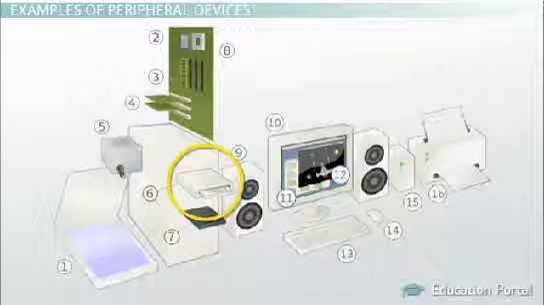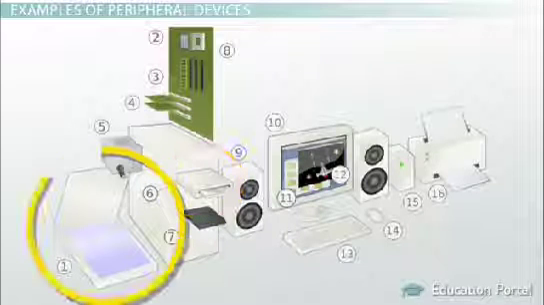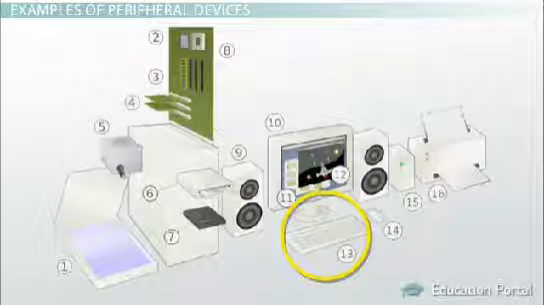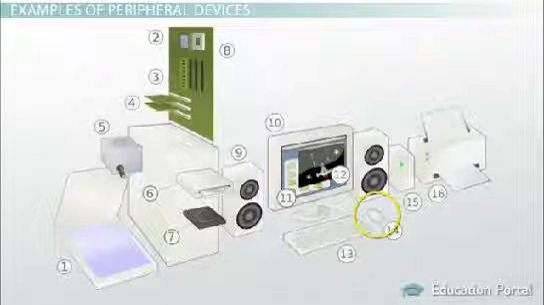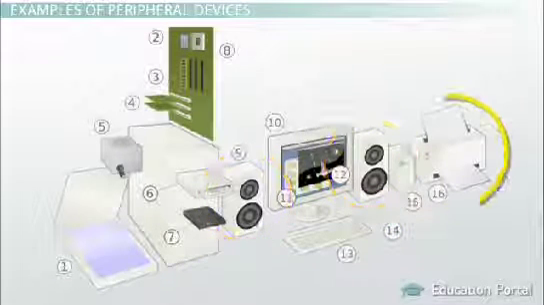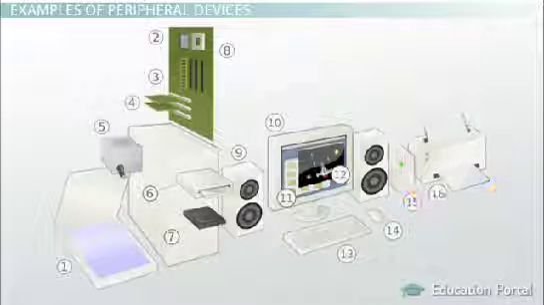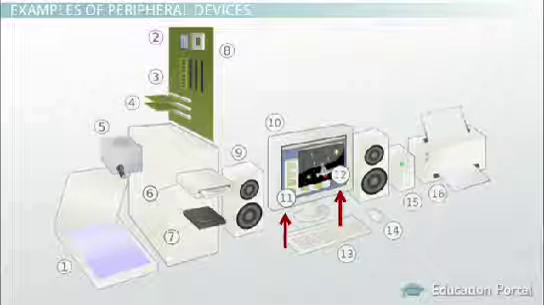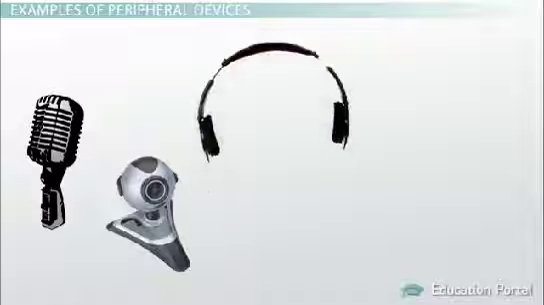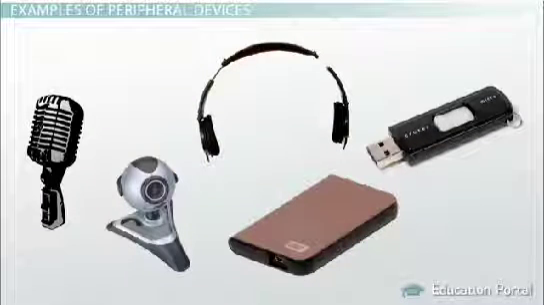number 6. External input peripherals are a scanner, number 1, display monitor, number 10, keyboard, number 13, and mouse, number 14. External output peripherals are a set of speakers, number 9, and a printer, number 16. Note that labels 11 and 12 in the figure refer to software and are not peripherals. There are many other examples of peripherals, such as a microphone, web camera, headphones, external hard drive, and flash drive. Most computer users have at least several of these peripheral devices.